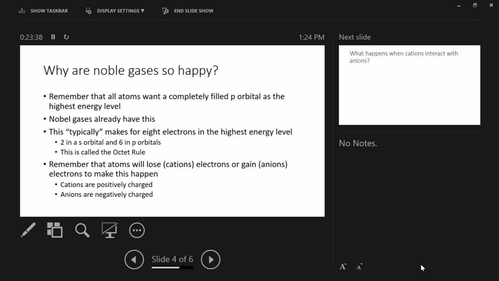Alright? So let's answer this question. Why are noble gases so happy? And the best way to answer it is because they already have what every atom wants. They already have what every atom wants.